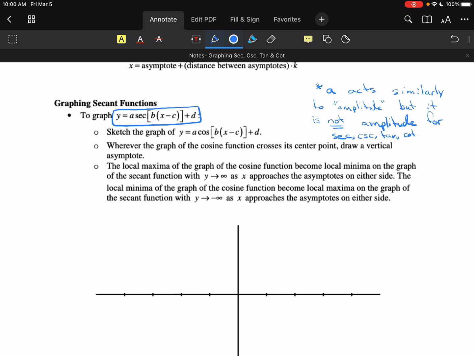So the way we're going to graph secant is we're basically going to graph cosine, just like we've been doing. And then from there, we're going to make the graph of secant. Like I said, they're directly related. Since one's just the reciprocal of the other, they have a lot of similarities. So we're going to start by graphing y equals cosine of x. We're still going to use MAPI to show that information.